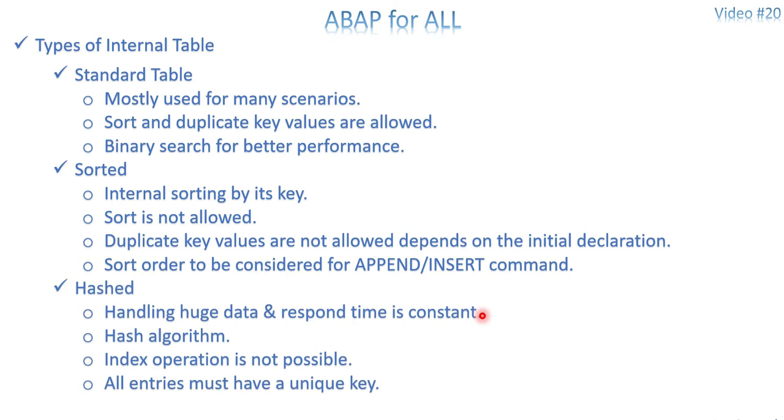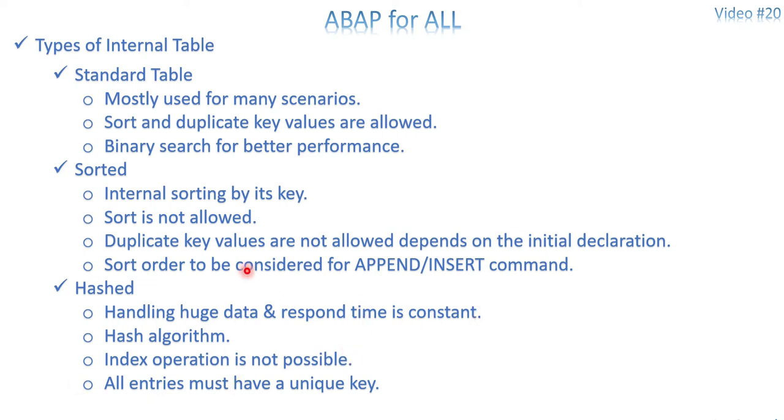And hashed is, in one simple line: if your data volume is huge and you always have a unique key, all the entries must have a unique key, then you can go with the hashed one, because it is using a hash algorithm, so the response time is constant irrespective of your data volume. Then it's a good one. We can go ahead with hashed rather than standard, but the reason behind not using it is that with hashed you are not able to perform any index operations. That is one of the drawbacks why we are not able to use the hashed internal table wisely in our development. So index operation is not possible.